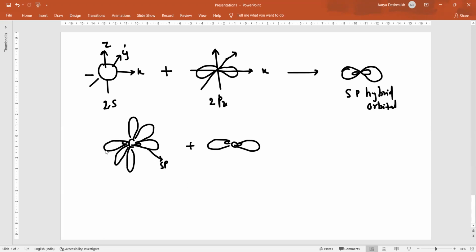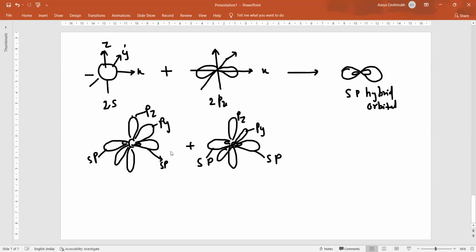This is sp. This is the second sp hybrid orbital. This is sp. This is also sp. And this is your pz orbital. This is pz. This is pz. And this is py. Same for this also, the second carbon atom. This is your py and this is your pz.